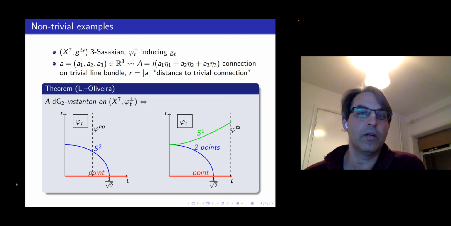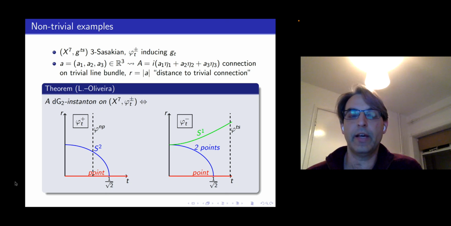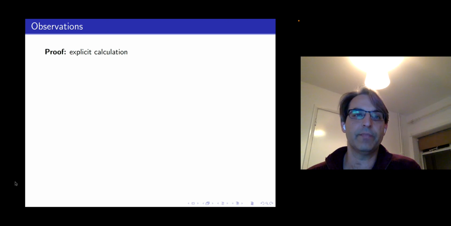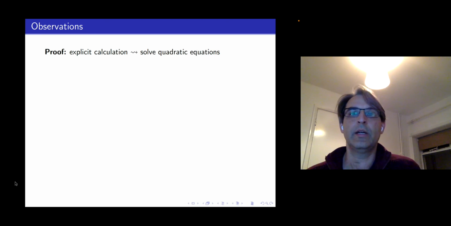So let me tell you how we prove this and then make some observations. So the proof is very simple. It's just an explicit calculation. We have all the formulae that we need. We can just compute explicitly and check when do we get a DG2 instanton for our ansatz. And it turns out that all you have to do is solve quadratic equations once you set it up correctly.